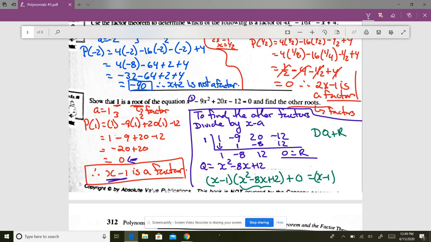Now, this is a quadratic, just like you learned in grade 10. You can factor this. So it's what multiplies to 12 and adds to negative 8: x minus 6, x minus 2. And this is the factored form of this cubic function. So you've just factored a cubic function, which is actually a big deal.